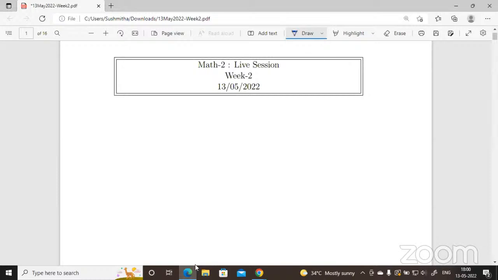Recap of week 1, and then we'll start off with some contents of week 2. In week 1, we studied the basics of vectors: how to add two vectors, how to do scalar multiplication on a vector, and all that we had seen. And since we knew how to deal with vectors, we also knew how to deal with matrices.